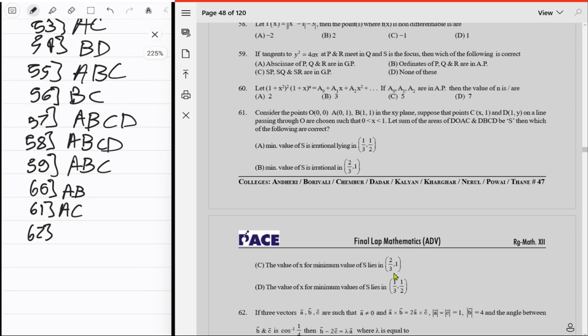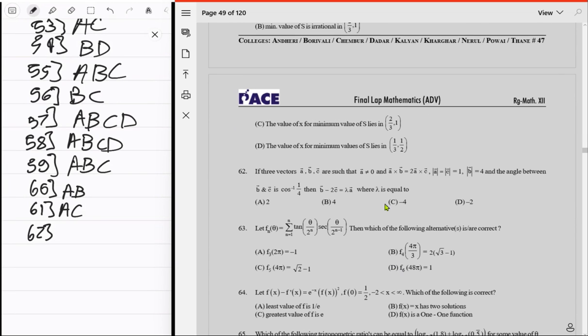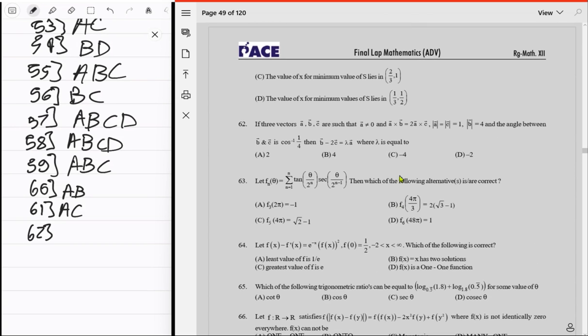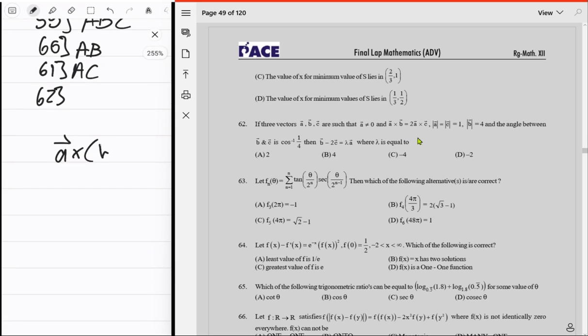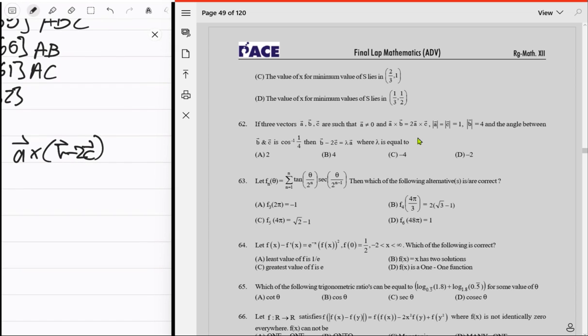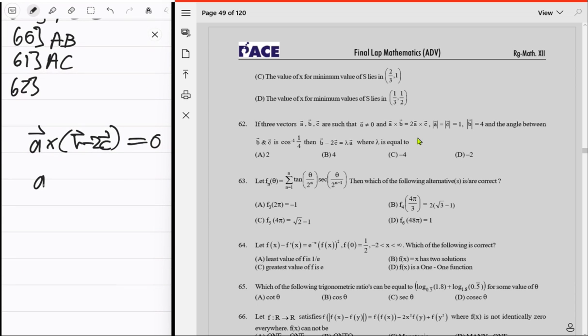62 says: if three vectors A, B, C are such that A is not equal to 0, A cross B equals this, and the angle between B and C is cosine inverse of 1 upon 4. Then B minus 2C is equal to lambda A, where lambda is equal to. Magnitude of A is equal to magnitude of C equal to 1 and magnitude of B is equal to 4. So A cross B vector minus 2C vector is equal to 0, right? Yeah, I guess so.